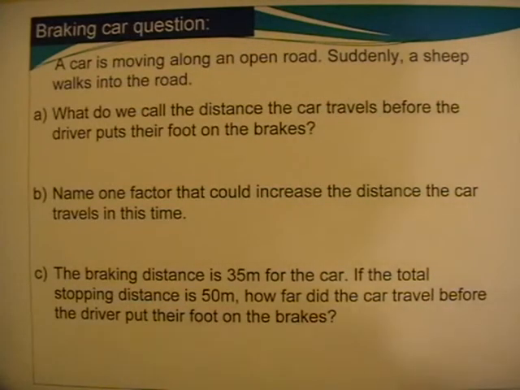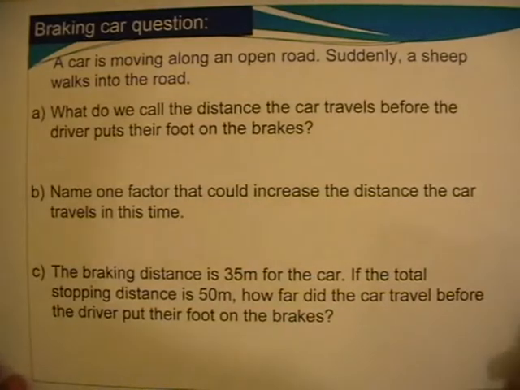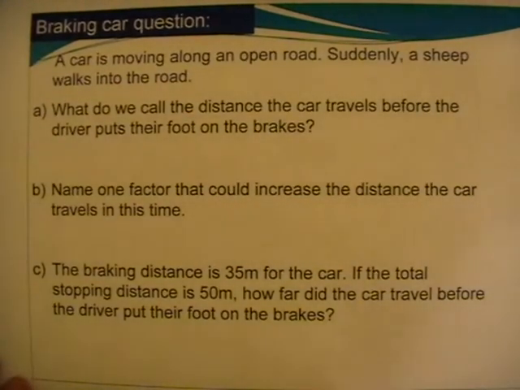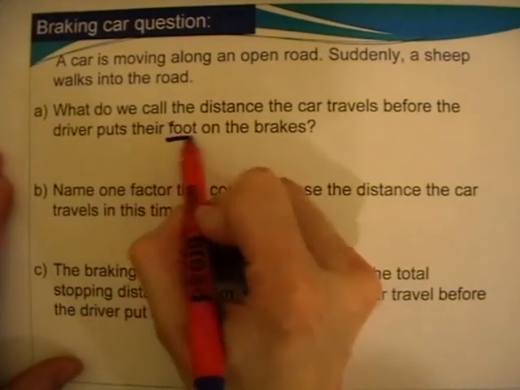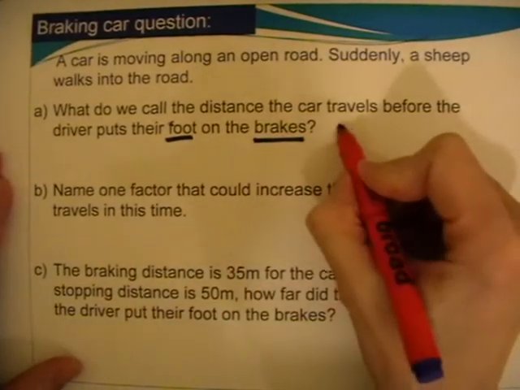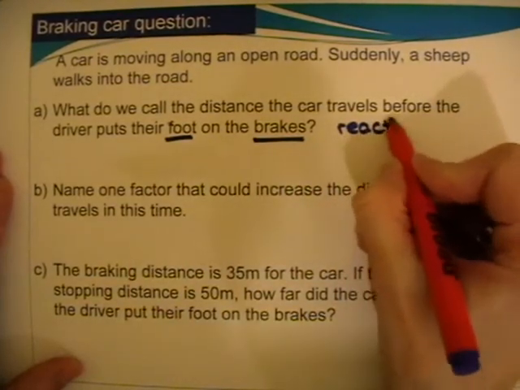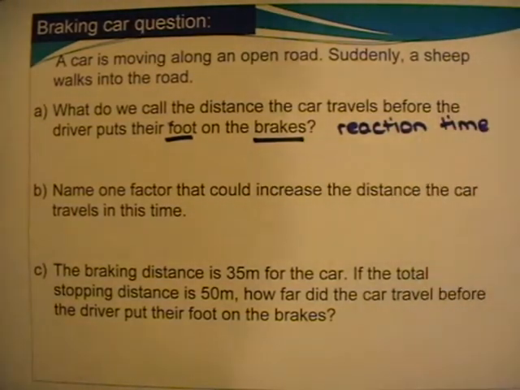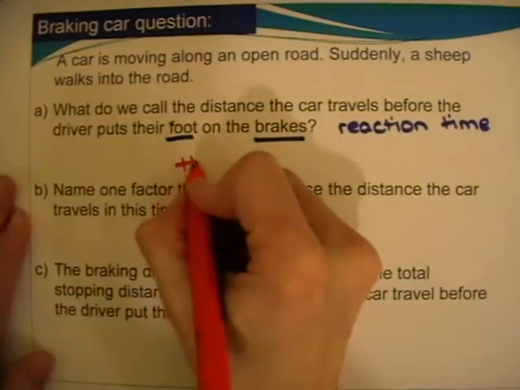So a couple of questions in this topic. A car's moving along an open road, suddenly a sheep walks onto the road. What do we call the distance a car travels before the driver puts her foot on the brakes? So before they put their foot on the brakes, we're talking about the reaction time there. And so that distance is called the thinking distance.